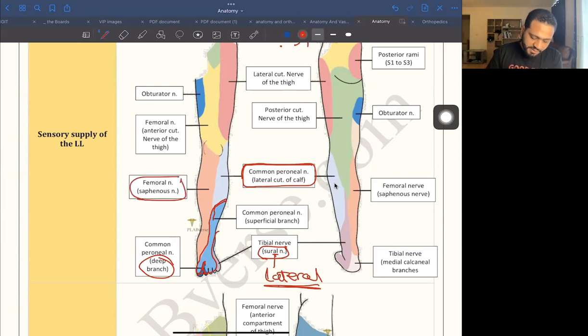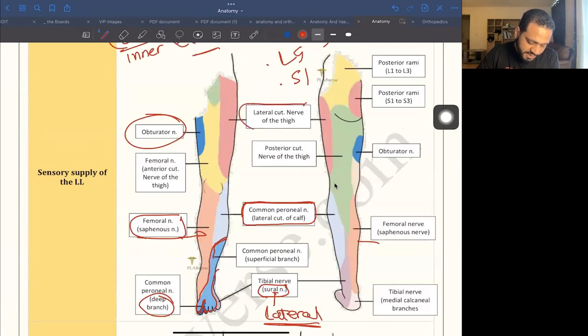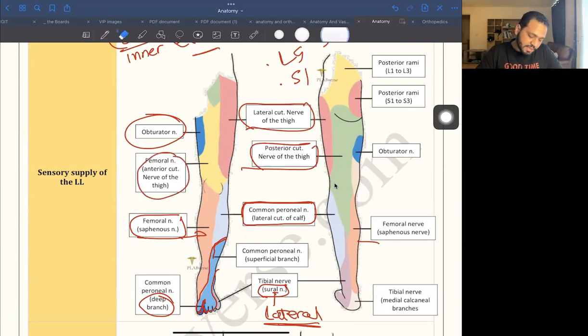The saphenous nerve is on the other side. So basically, on the other side of the leg, it will take all of the medial side. The sural nerve ends with AL, so lateral. Sural is lateral, so it takes the lateral surface of the foot. If you go a little bit up, the obturator nerve is medial, the lateral cutaneous nerve of the thigh is lateral, the posterior cutaneous nerve of the thigh is obviously posterior, and then there is the femoral nerve, the anterior cutaneous nerve of the thigh. This is on the anterior surface of your thigh.